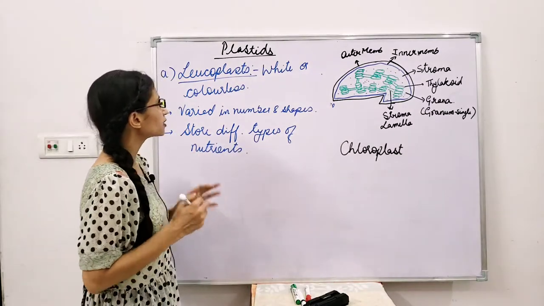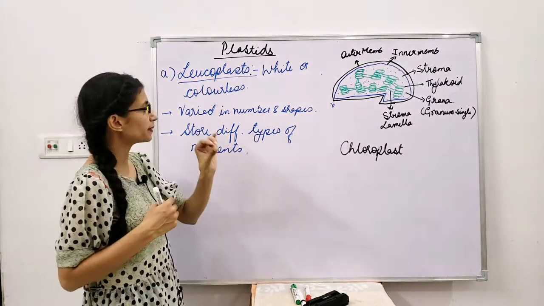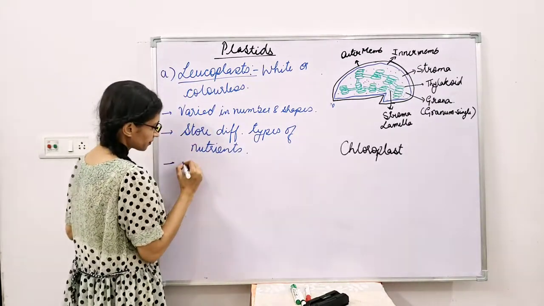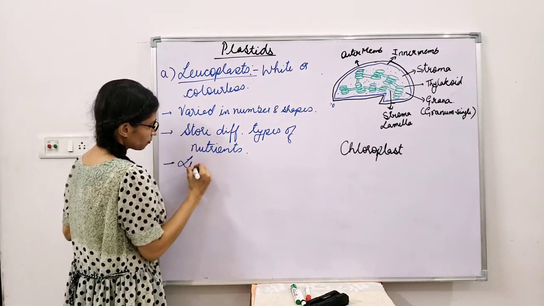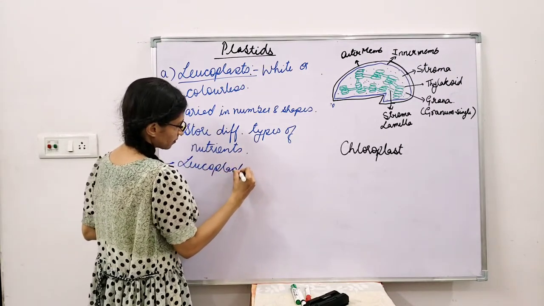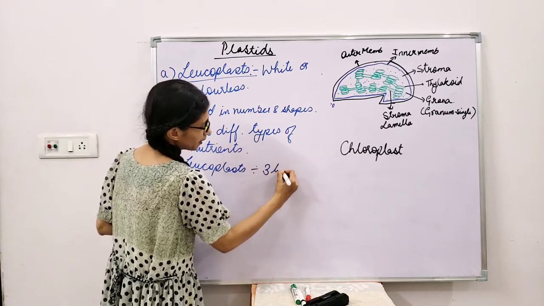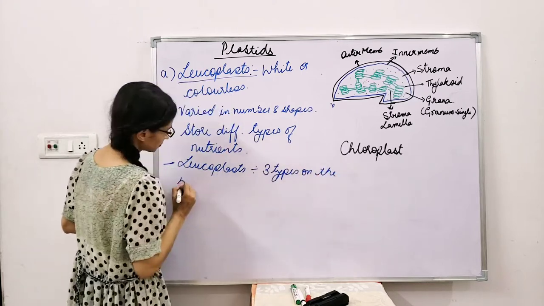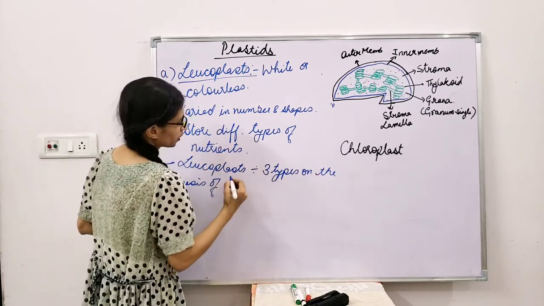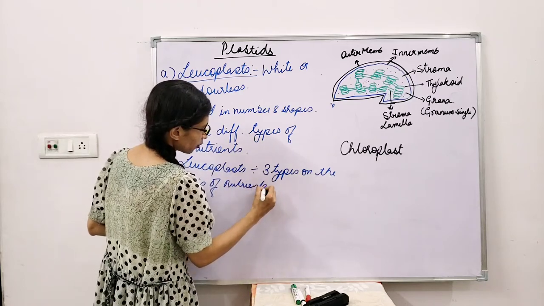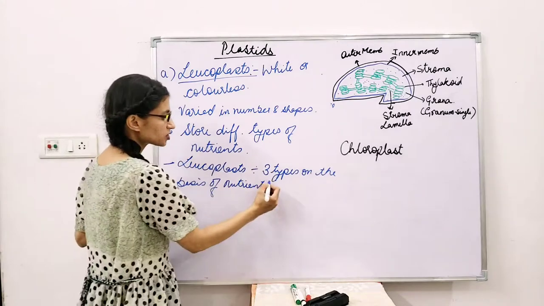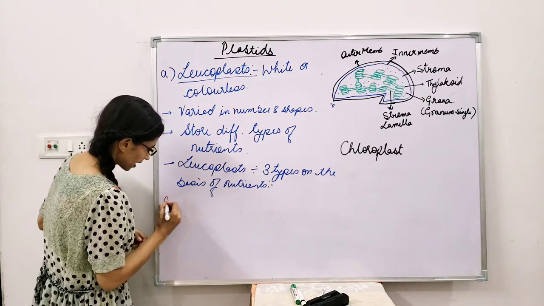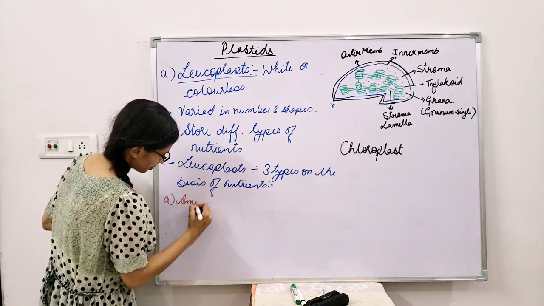On that basis, I'm going to divide leucoplasts again into three types on the basis of nutrients. What type of nutrients are they going to store? On the basis of that, the leucoplast gets divided into three types. A, that is amyloplasts.